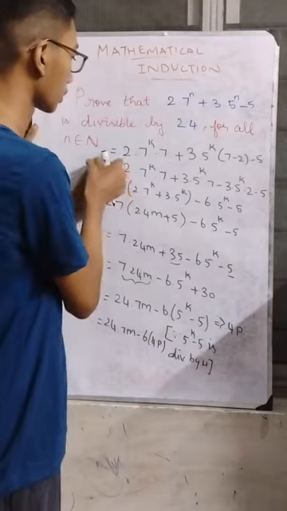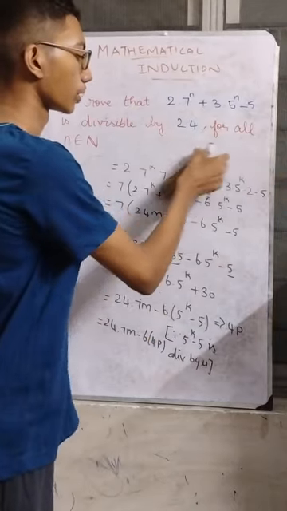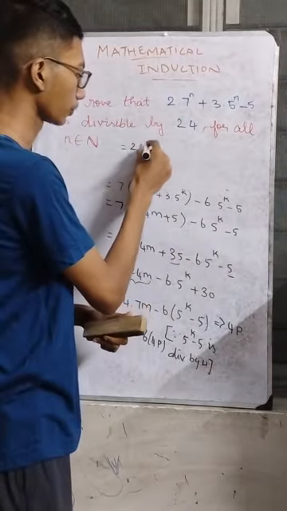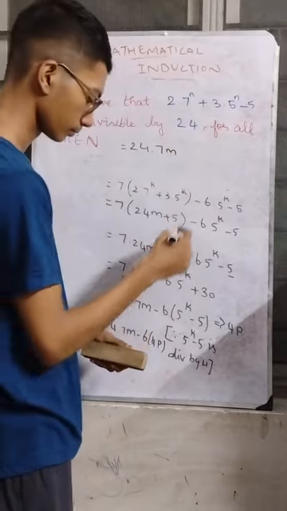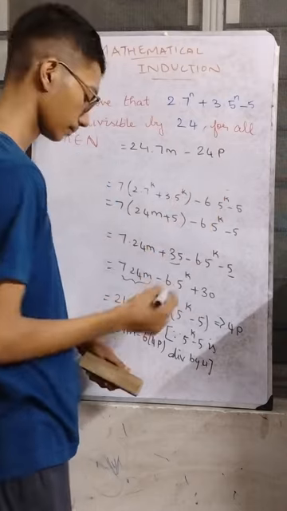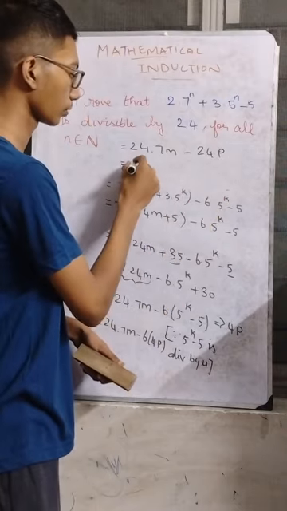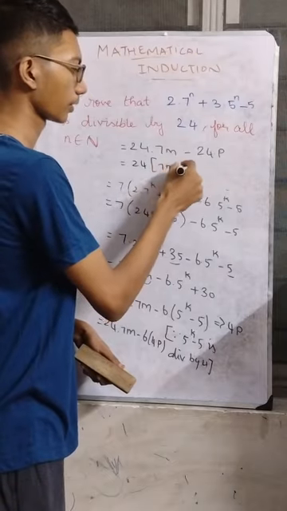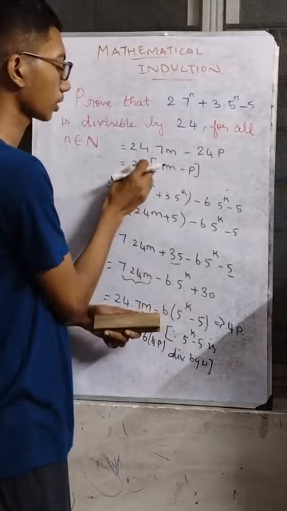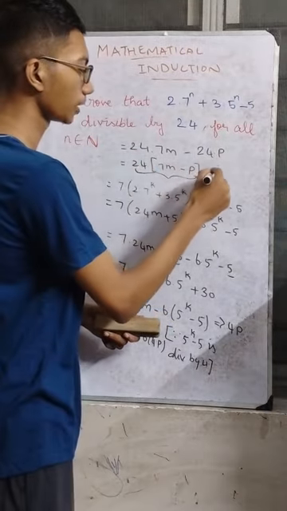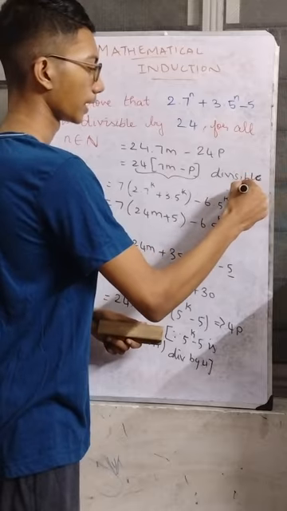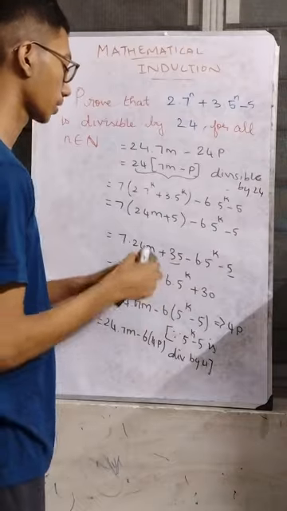So now the proof is almost over. So now if we write 24 times 7m minus, we can multiply this, 24 times p. So this is what we have. So now if we take 24 common, 7m minus p. So this is the final value we got. So we have got this expression is definitely divisible by 24. So that's our proof.